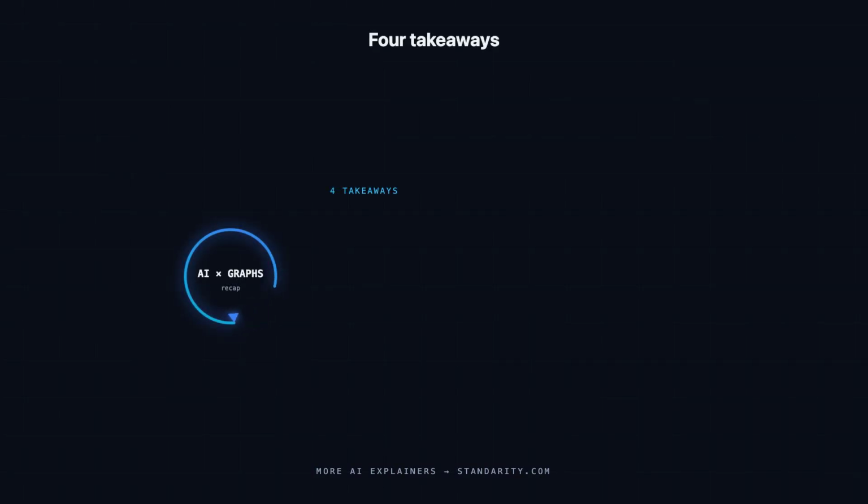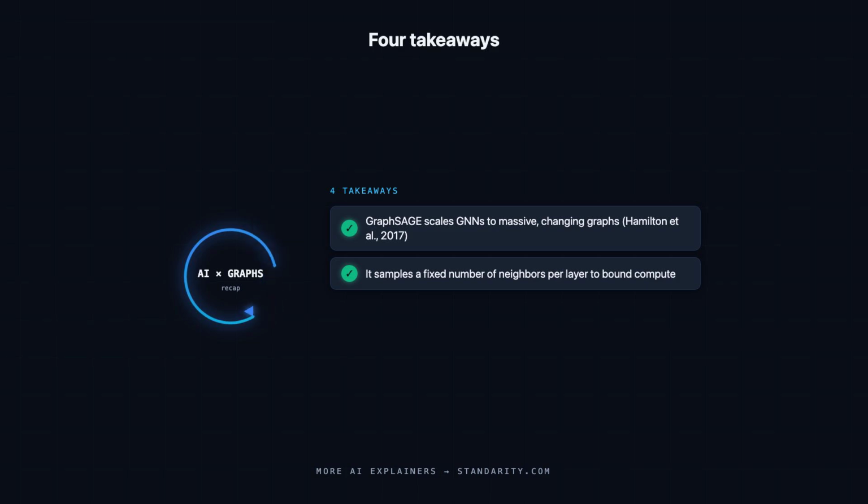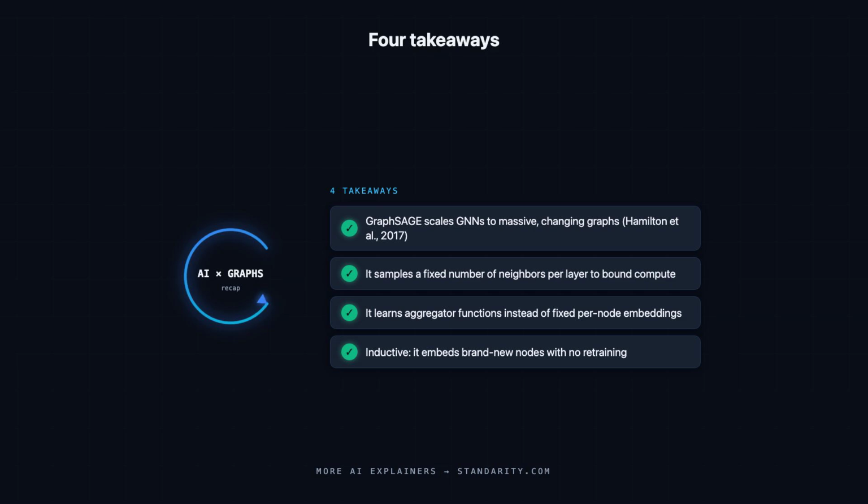Let us gather the essentials into 4 takeaways. GraphSAGE from Hamilton and colleagues in 2017 scales graph neural networks to massive, constantly changing graphs. Rather than aggregating every neighbor, it randomly samples a fixed number at each layer, which bounds the computation. It learns aggregator functions that generate embeddings from features, instead of memorizing one fixed vector per node. Because it is inductive, it embeds brand new nodes with no retraining, which is why it works at industrial scale.